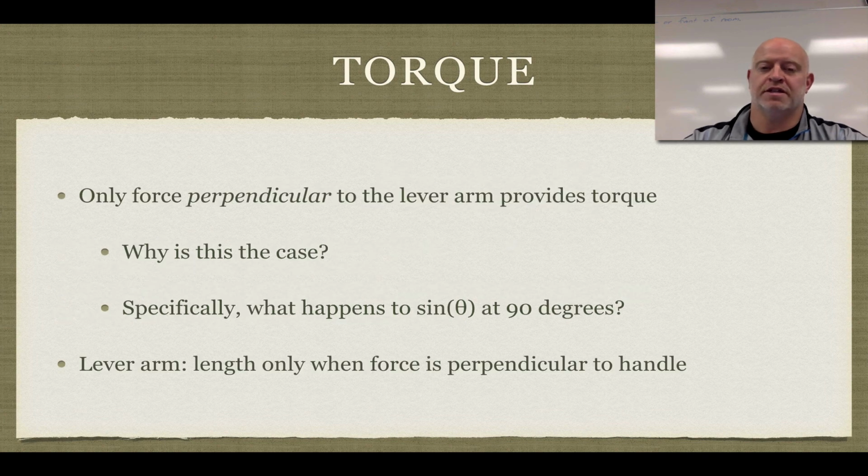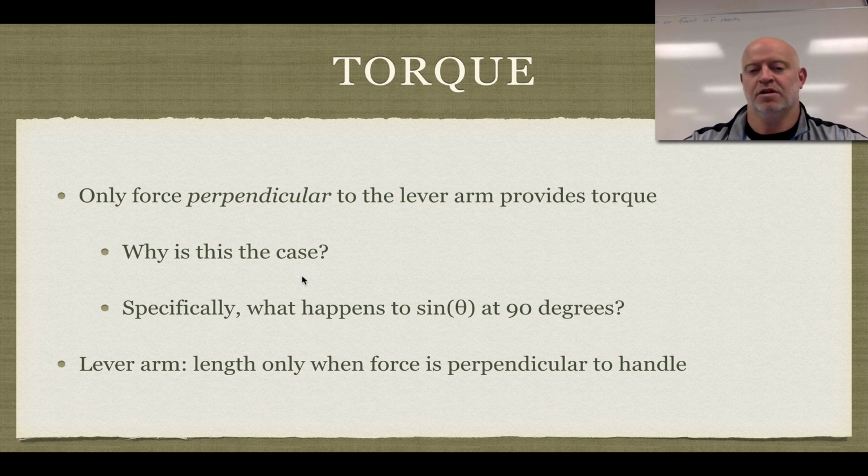Let's take a look at how this works. The reason it's sine is that when you're looking at torque and the forces it provides, only force perpendicular to the lever arm provides the torque. This is very different than linear motion where the forces had to be parallel with the motion. For torque, because we are twisting and causing a rotation, the force perpendicular is what provides the torque. If you think about it, why is this the case? Well, if you want it to twist, you want a force that's running tangent to that circular motion at all times.